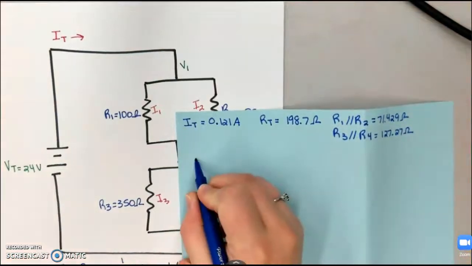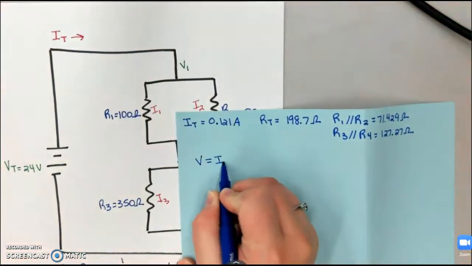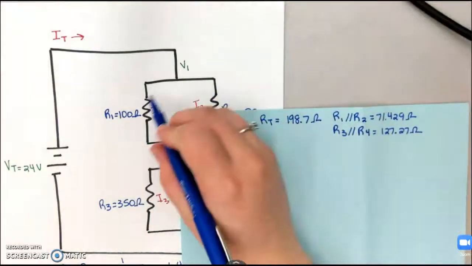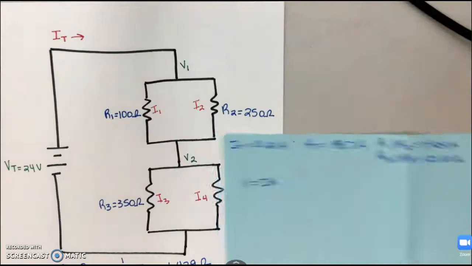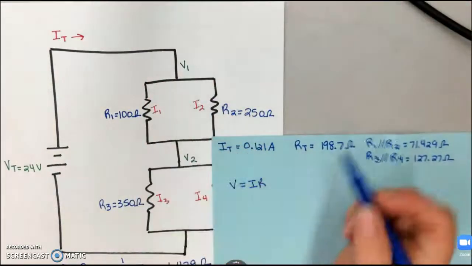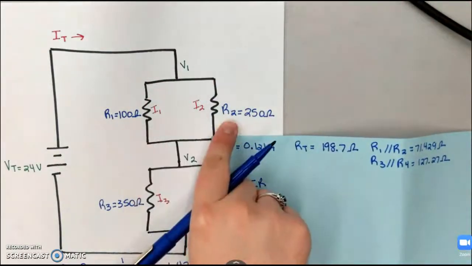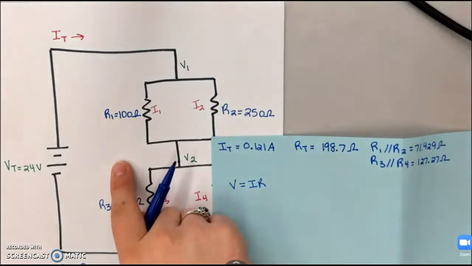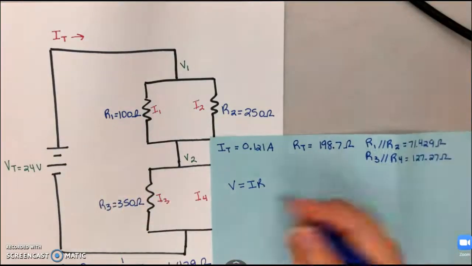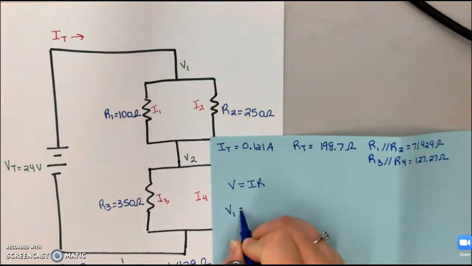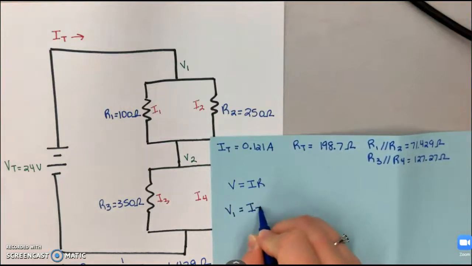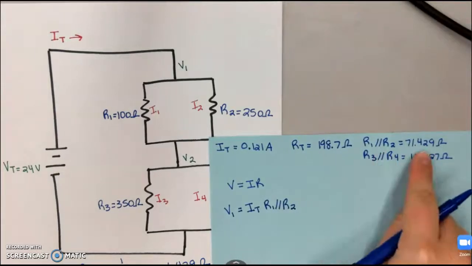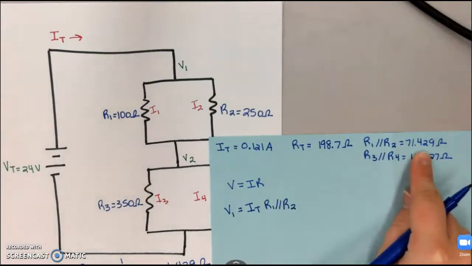So remember, voltage is equal to current times resistance. And I'm going to find the voltage across this first portion of my circuit. My resistance is going to be the combination resistance we found for R1 and R2, and my current is going to be the total current. So we'll call that V1. And that's going to be my total current times that combination resistance of those two. And I have that copied here. We did find that earlier.